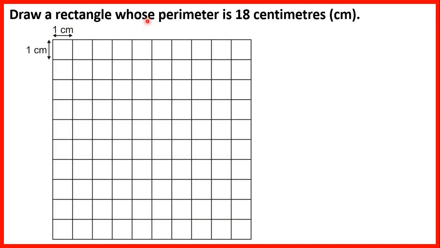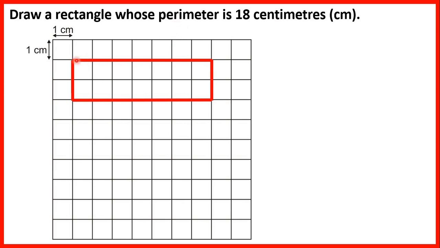Draw a rectangle whose perimeter is 18 centimetres. So we have a centimetre square grid, and we need to remember that the perimeter of a shape is the distance around the outside. So we could draw this rectangle here with a length of 7 centimetres and a width of 2 centimetres, because 7 plus 7 is 14, 2 plus 2 is 4, and 14 plus 4 gives us 18 centimetres as our perimeter.